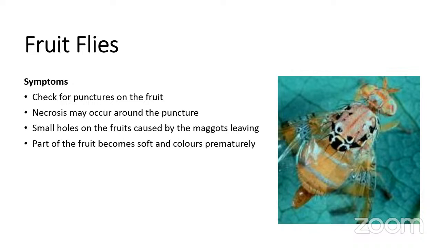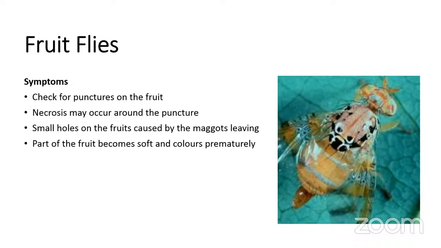The second one is necrosis around the puncture. You will see the cells on the puncture will start dying off, and this dying off will result in the change of color at the point where the puncture is. It will become whitish or it will become yellow. So the patch where the puncture is will start dying off. The tissue will die.